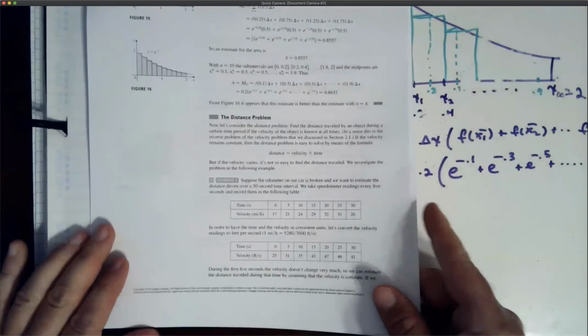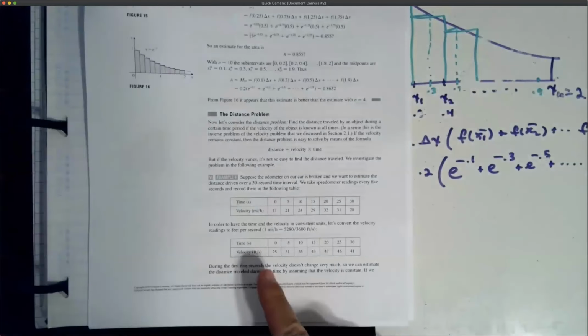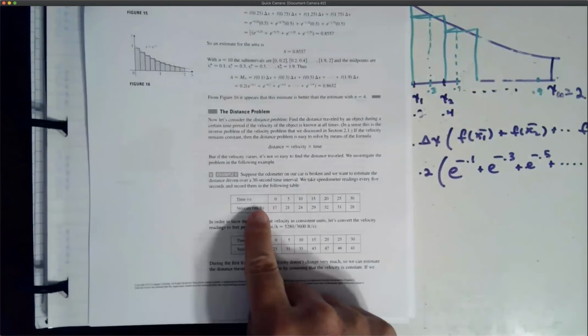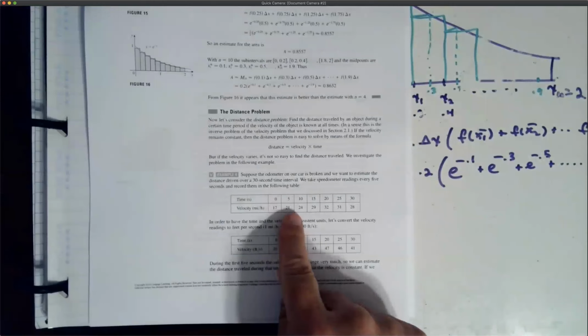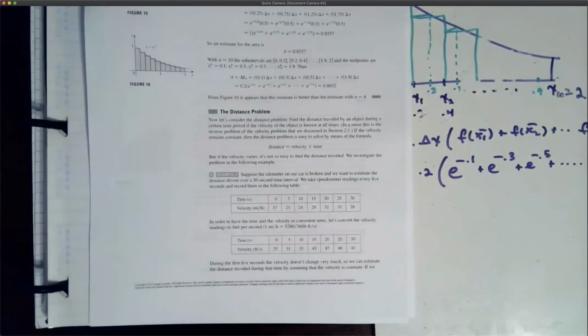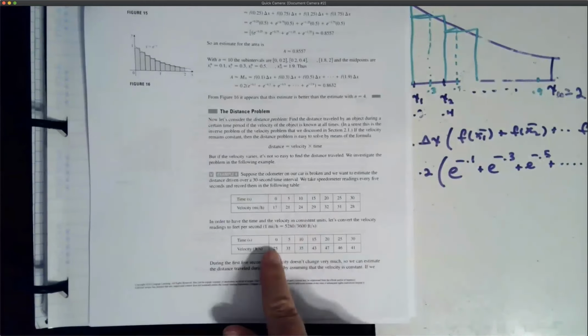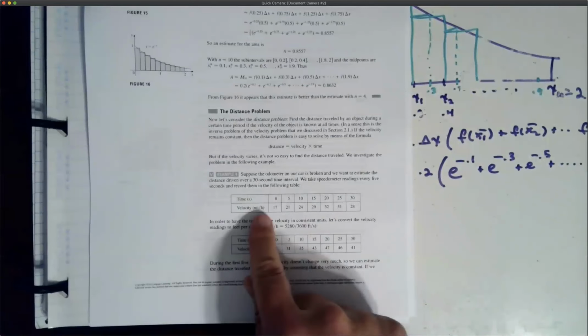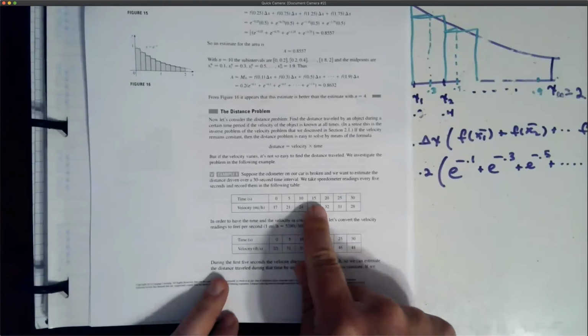So in the textbook version, they first start out with miles per hour. You're looking at your speedometer. And then they convert that to feet per second. So this first step is not important.